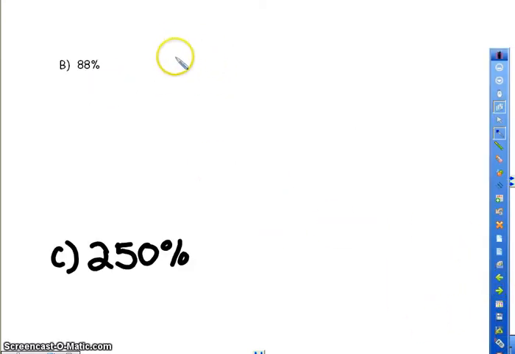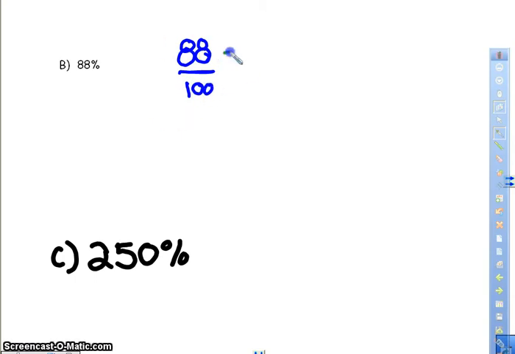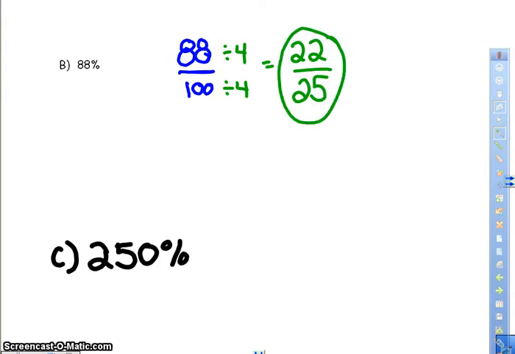88%. So once again, I'm comparing 88 to 100. I'm going to simplify these. You can divide them both by 4. So 88 divided by 4 is 22. 100 divided by 4 is 25. I can't simplify those further. So there's my answer.